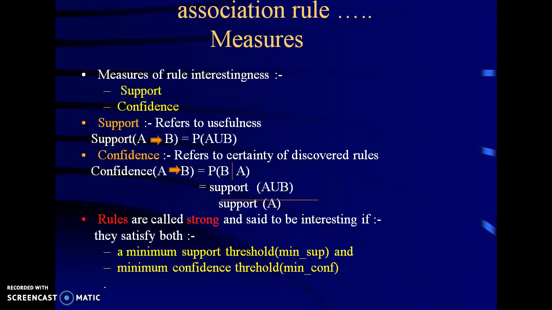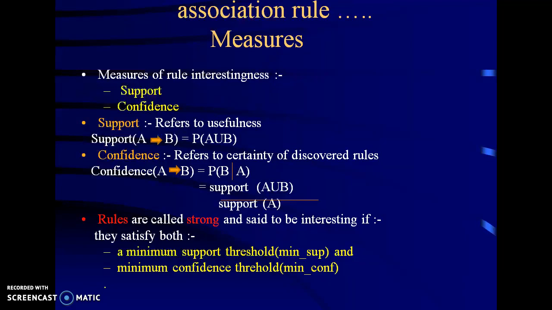They are defined as follows: support refers to the usefulness, so for A tends to B it is the probability of A union B, whereas confidence refers to the certainty of the discovered rule. So the confidence of A tends to B, that is, the purchase of a computer leading to the purchase of antivirus software, is the support of A union B upon the support of A. And a rule is said to be strong and interesting if and only if it satisfies both of these, that is, a minimum support threshold and a minimum confidence threshold.